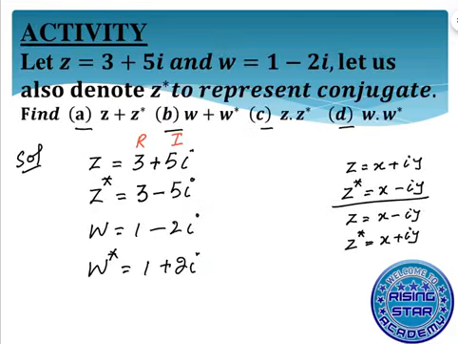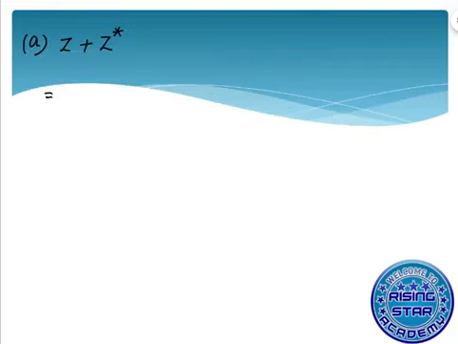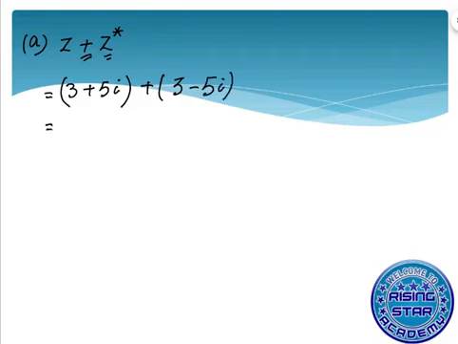In part A, it says you need to find z plus z conjugate. So the value of z is given, 3 plus 5i. So I will write 3 plus 5i, then a plus sign, and now I will put the z conjugate value, that is 3 minus 5i. Now I will add them. So 3 plus 5i plus 3 minus 5i.